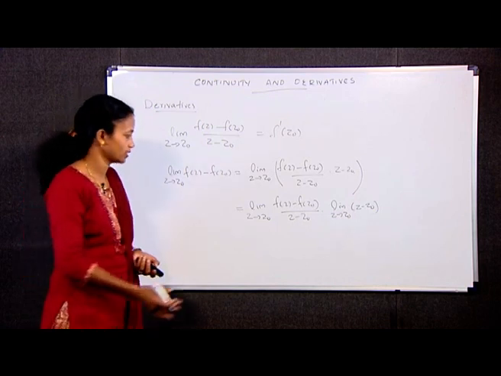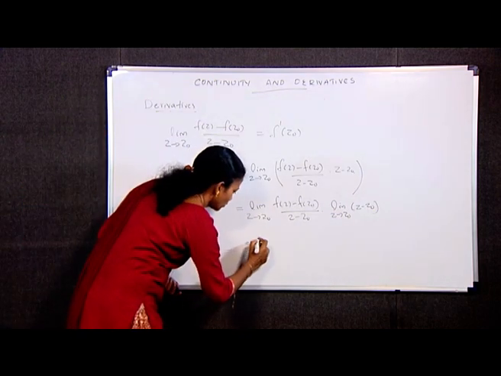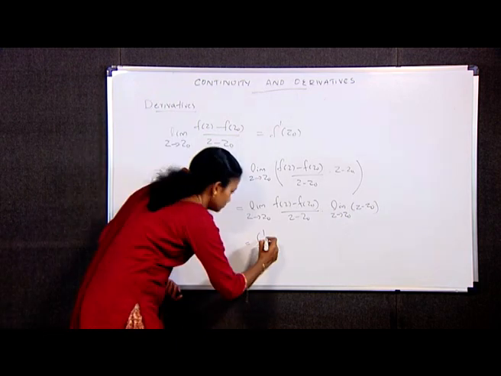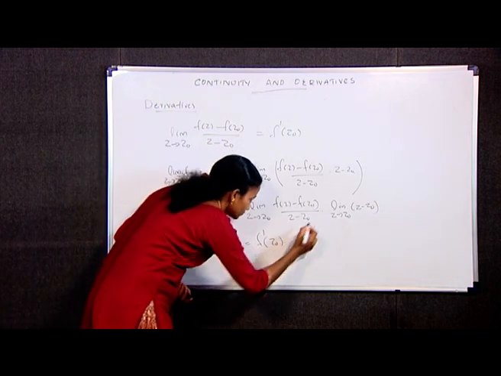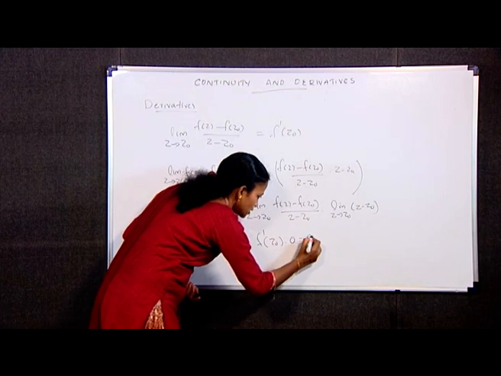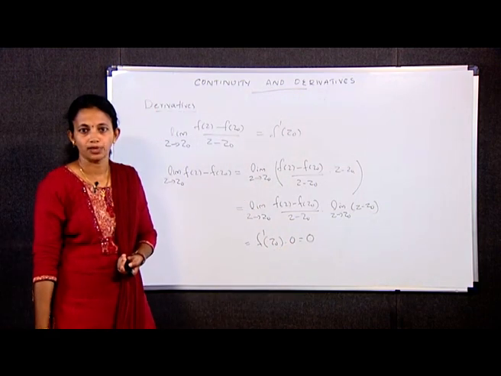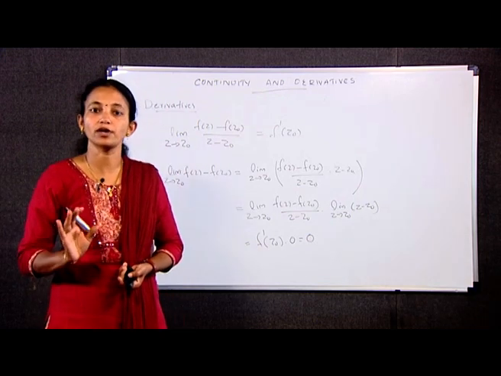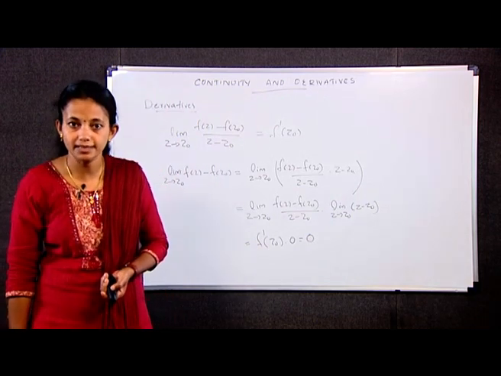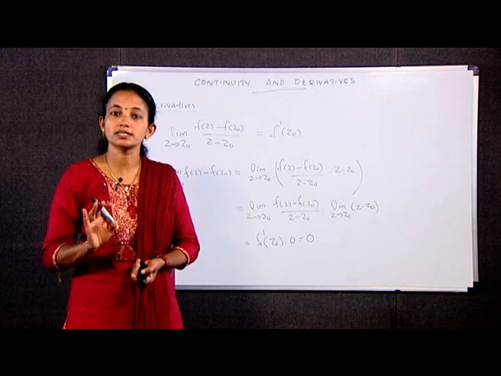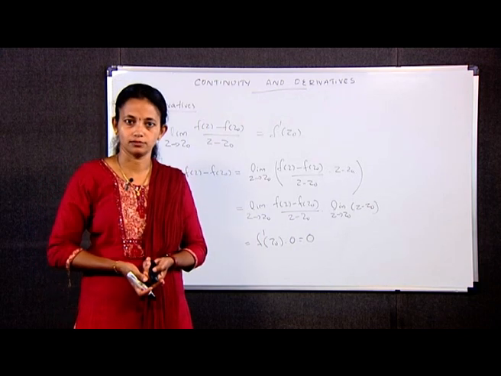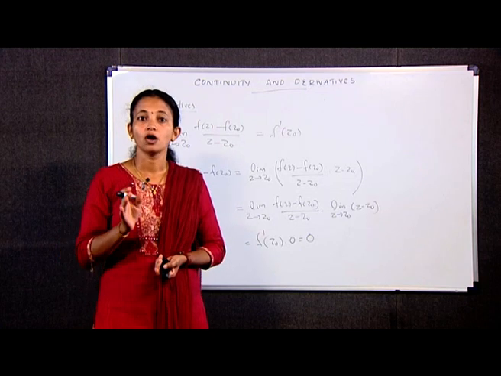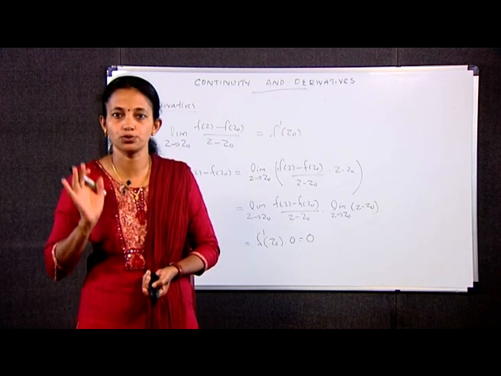This is equal to what? Here we have f dash of z0 into 0. This is 0. So, this is equal to 0. Hence, we have limit z tending to z0 of f of z is equal to f of z0. This implies that f of z is continuous at z is equal to z0. This completes the proof.